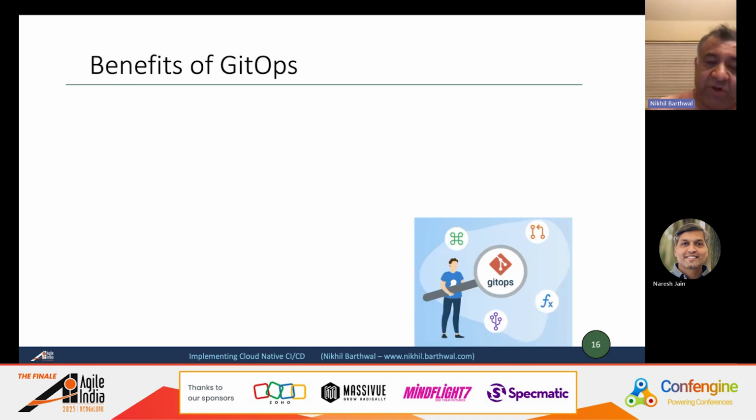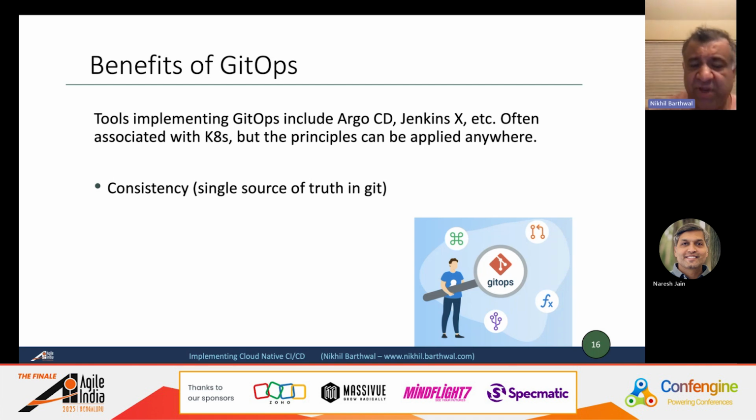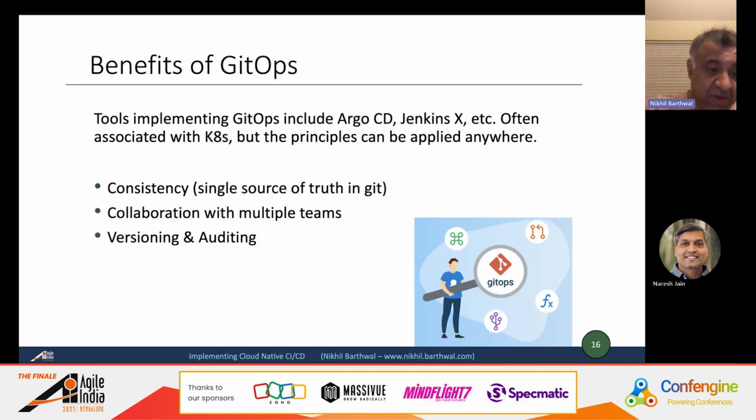There are several benefits to GitOps. We kind of talked about it here and there. But there are tools that are implementing GitOps. Argo CD's founding principle is GitOps, but Jenkins, etc., they all often deal with GitOps. They're associated with Kubernetes, but the principles really can be applied everywhere. And that is, first and foremost, you have consistency, the single source of truth that is there in Git, right? This is where, if there's a conflict, you resolve the conflict. Once you have everything in your source control, you can collaborate with multiple teams. So that's great. You have versioning and auditing that comes with source control. So this is as far as GitOps.